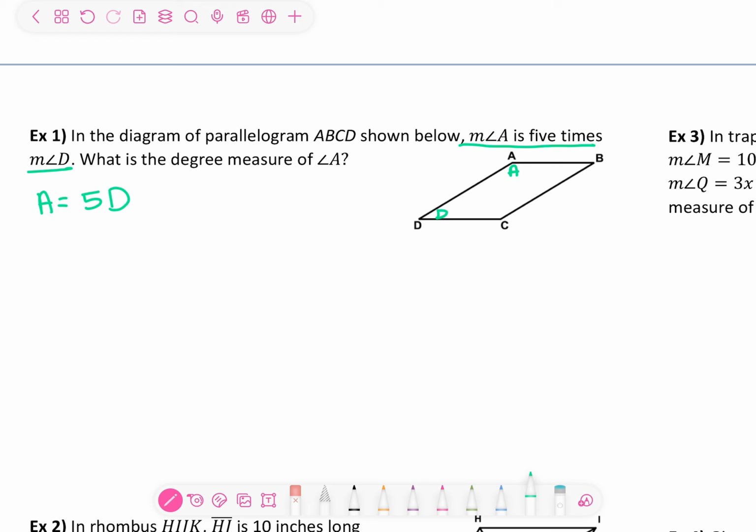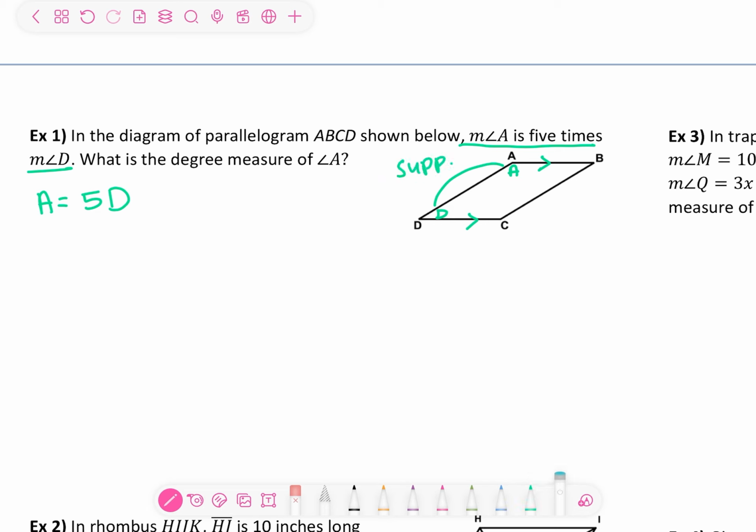Okay, but this is a parallelogram. So these opposite sides are parallel. That means that these angles here, A and D, are between those 2 parallel lines, in a parallelogram, which is also considered a certain type of trapezoid, right? So we know that those are supplementary. And I think that's what's going to help us here.